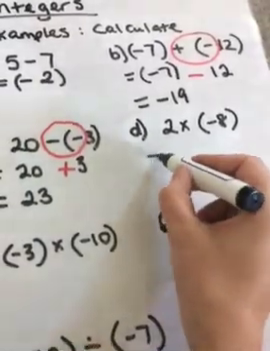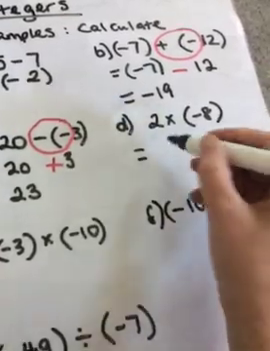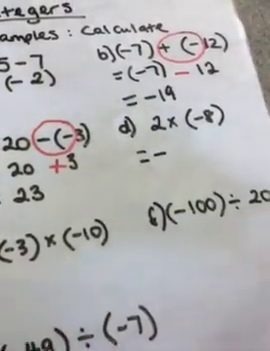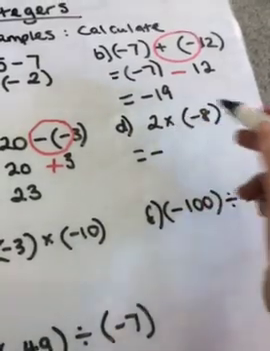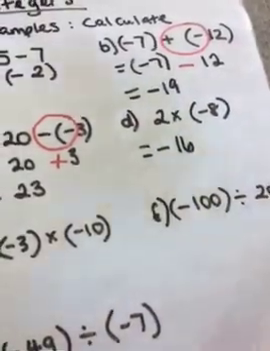So when you first look at the question, we've got 2 times -8. There's only 1 negative, so we know that the answer is going to have to be negative. And then we're just doing 2 times 8 from our times tables, so we know that that's -16.